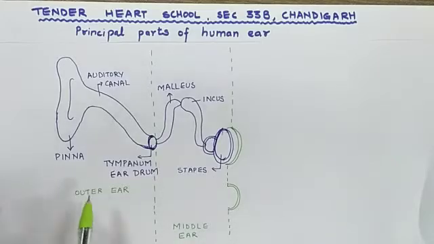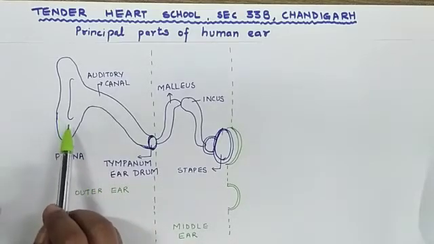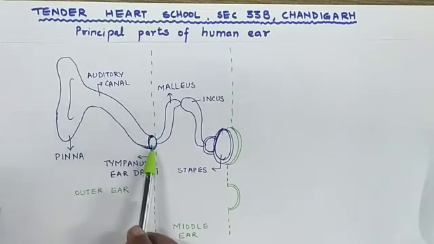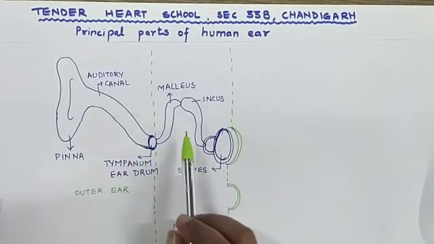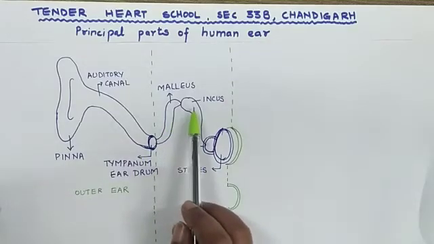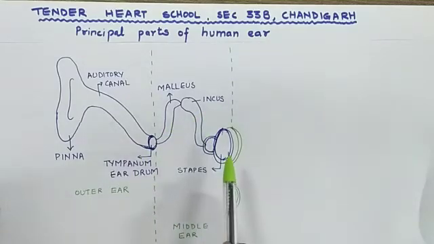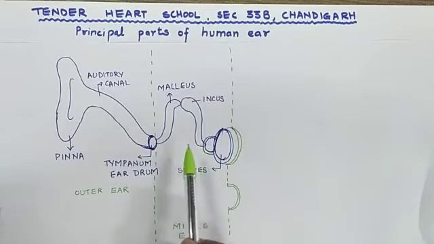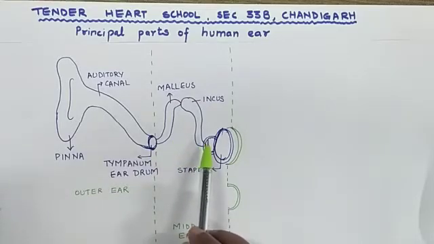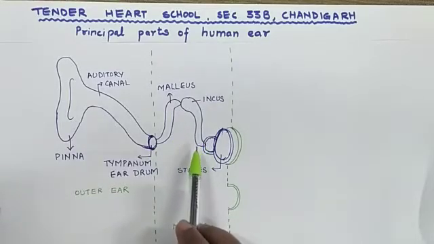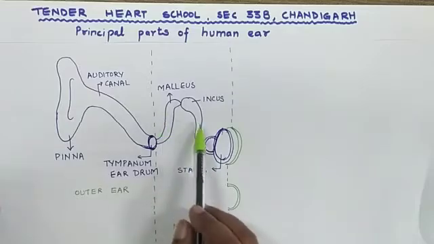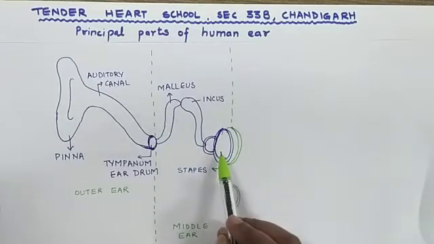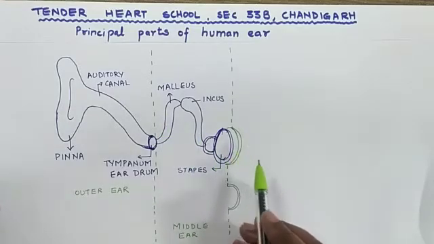Fine. So we have the outer ear. The outer ear has the pinna, auditory canal and tympanum. Then we did the middle ear. In the middle ear we have three bones, malleus, incus and stapes. These three bones help in enhancing the vibrations. The sound vibrations coming from the eardrum are enhanced with the help of these three bones. The third bone is present over the oval window.